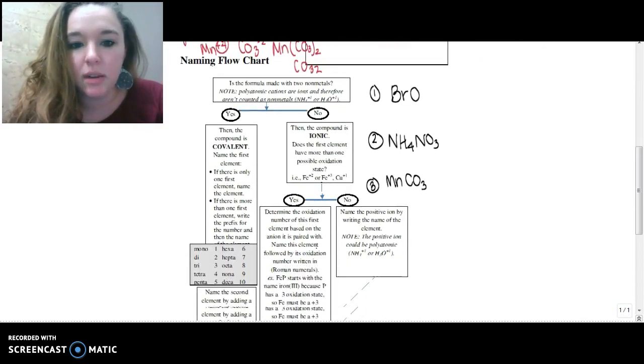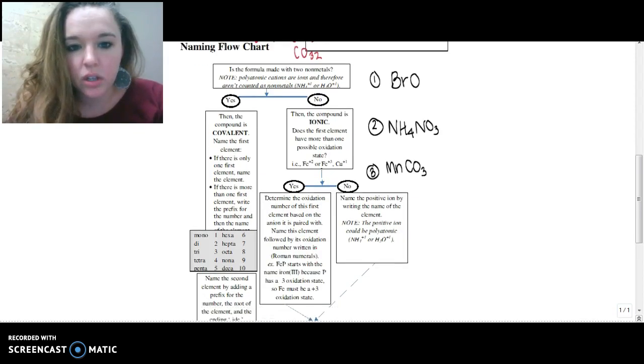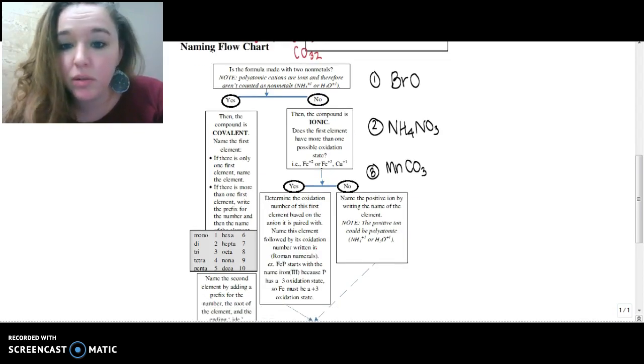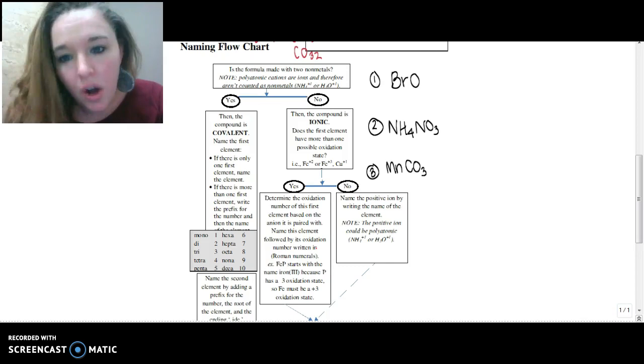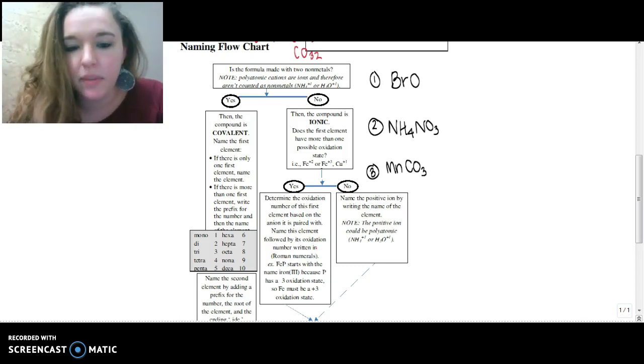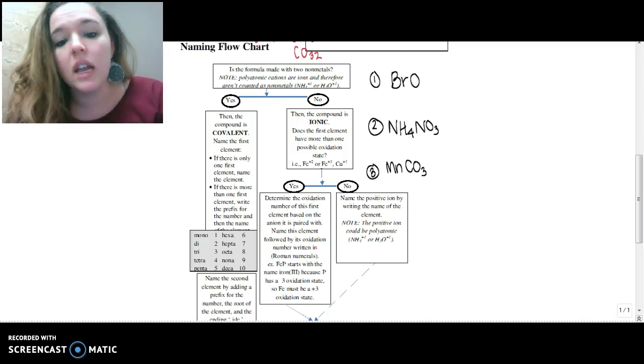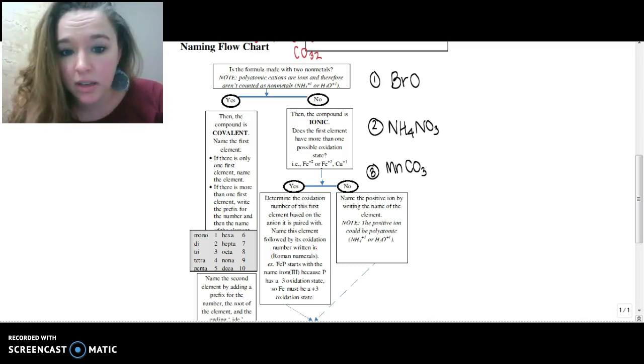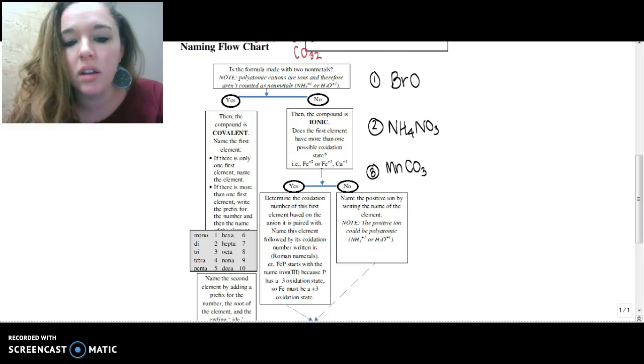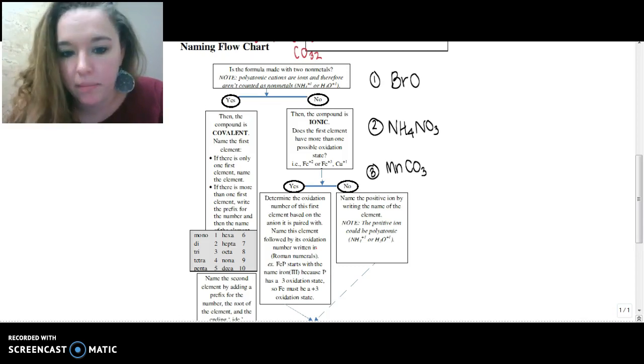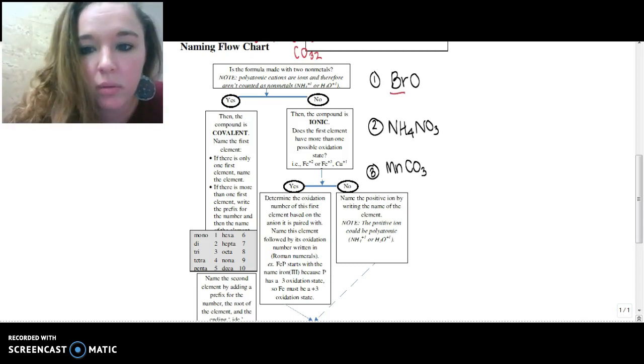Then we're going to take a look at some naming. So the first question, is the formula made with two nonmetals? If I look at BrO, bromine's a nonmetal and oxygen's a nonmetal, so the answer to that is yes. Then the compound is covalent. Name the first element. If there's only one, then use the element name. So in this case, we have only one, so we're just going to call it bromine.